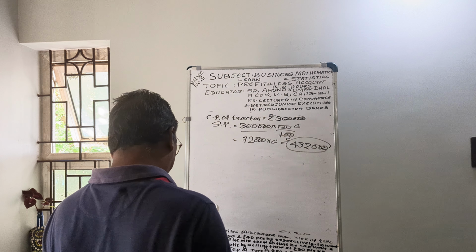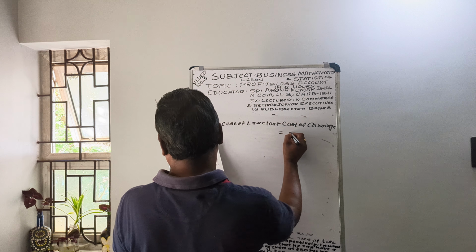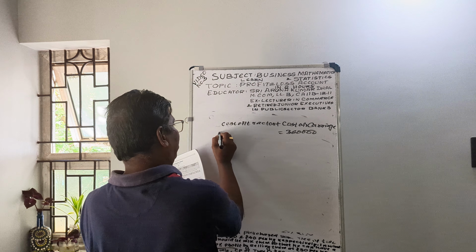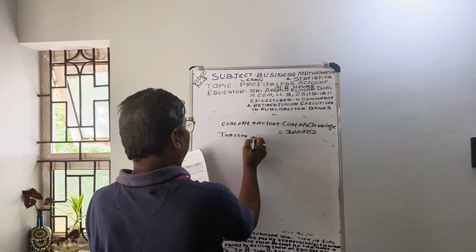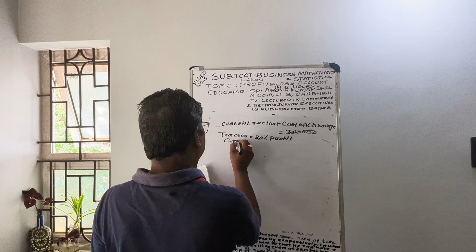The cost of both tractor and carriage is 3,60,000. Now it is given the cost of tractor and cost of carriage. In this question, one variety is cost of tractor plus cost of carriage. It comes to one tractor, one carriage. Cost of one tractor and one carriage is given as 3,60,000. Then he sold the tractor at a profit of 20%. Then the carriage at a profit of 30%.